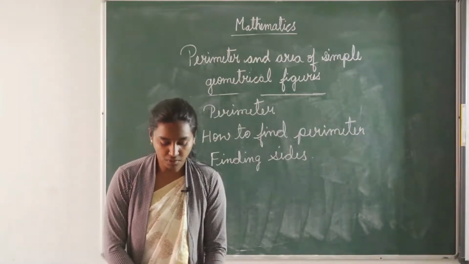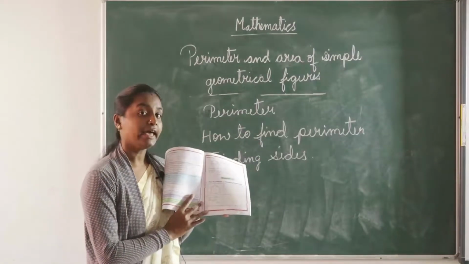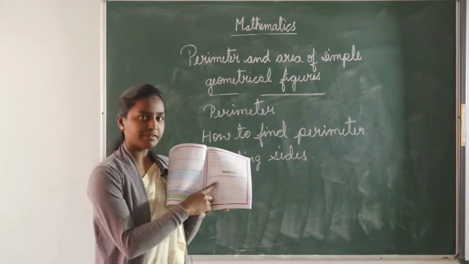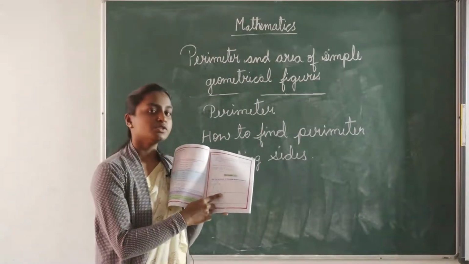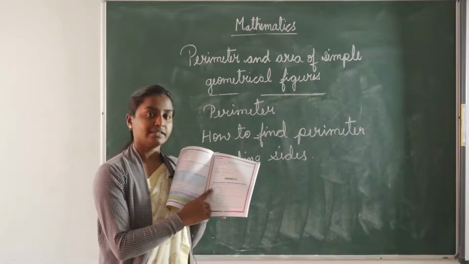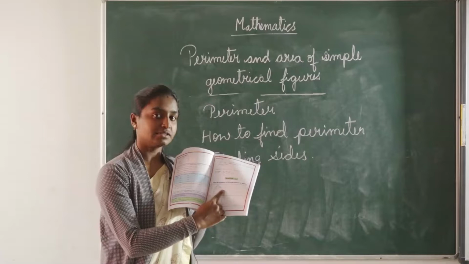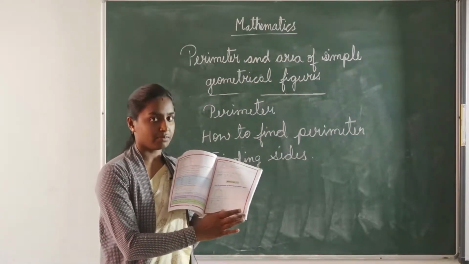So, in your textbook, in page number 3, they have given exercise problem. So they have given measurement of each side. So using perimeter, you have to find all the three sides. So what you have to do? You have to add all the sides so that you will get perimeter.